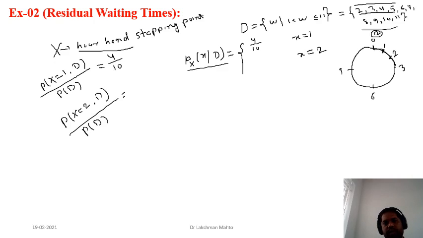You have already seen the probability of x equal to 1. Now you are talking about the probability of x equal to 2. So how can you calculate this probability? What are the minute hand positions within the process of x equal to 2 happening? Which minute hands from D will come? Which minute hand's stopping point will come?